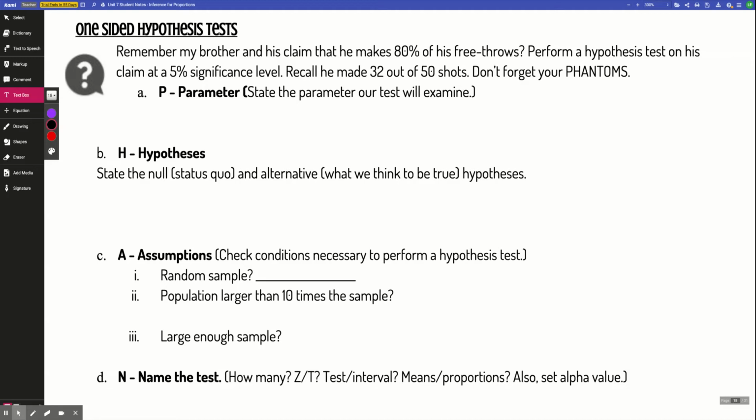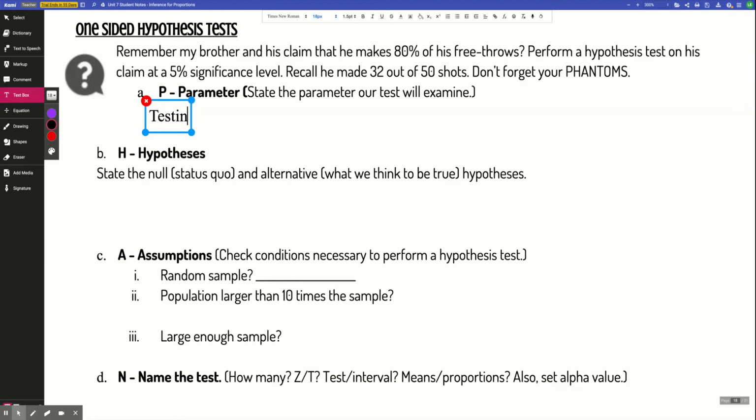So we're going to go through the 8 steps, go through every step of PHANTOMS, right? So that you can see how a complete hypothesis test is done. Okay, so the first step is the parameter. So we have to state the parameter that our test is going to examine.